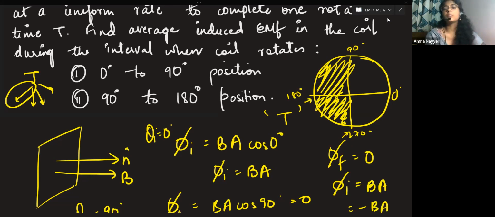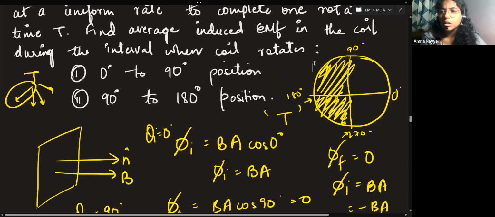Fine, because in the questions, different values are given, out of which I have only taken two, 0 to 90 and 90 to 180 degrees. Different positions are given, 180 to 270, 270 to 360, like this. So I think you will now be able to choose the time period. So just note it down. Then we'll start with Lenz law.